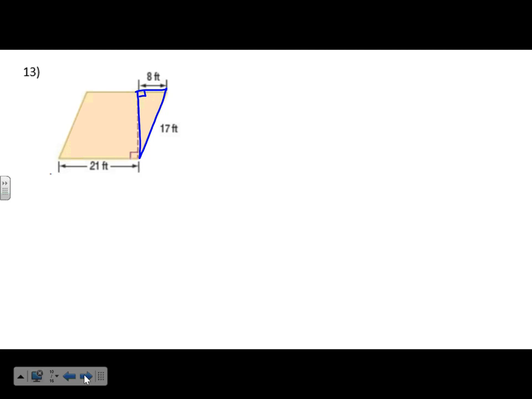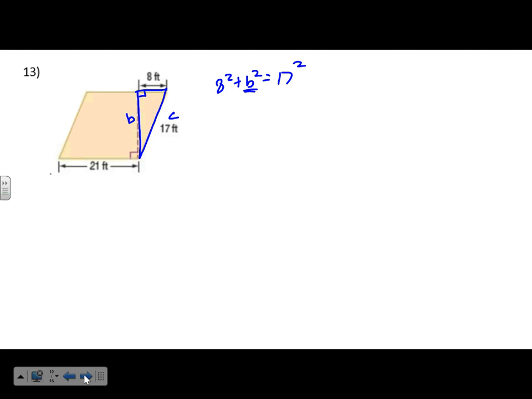So again, you can call this B, A, B, or C, whatever, or I should say A or B. This one has to be C. That's your hypotenuse. So we have 8 squared plus b squared is equal to 17 squared. And I maybe should specify, this b is not the same b as our base. It's just I'm using the Pythagorean theorem.